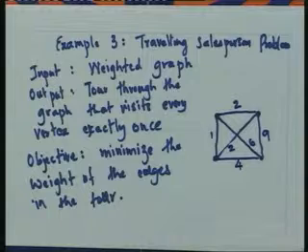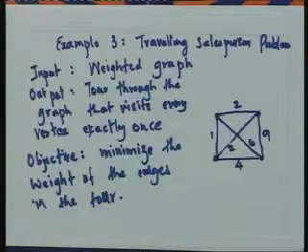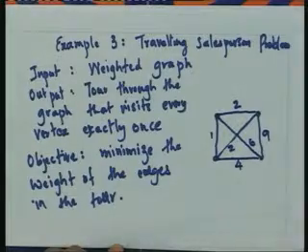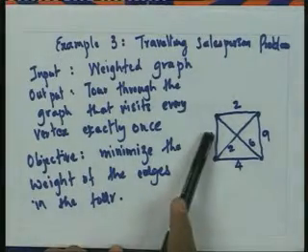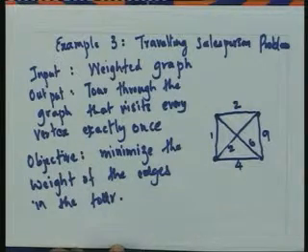So, there are various ways in which the salesman could tour through these cities. And so, for example, one way is this outer tour. What is the cost of that? Well, the cost of that is 1 plus 2 plus 9 plus 4. So, that is 16. Okay.